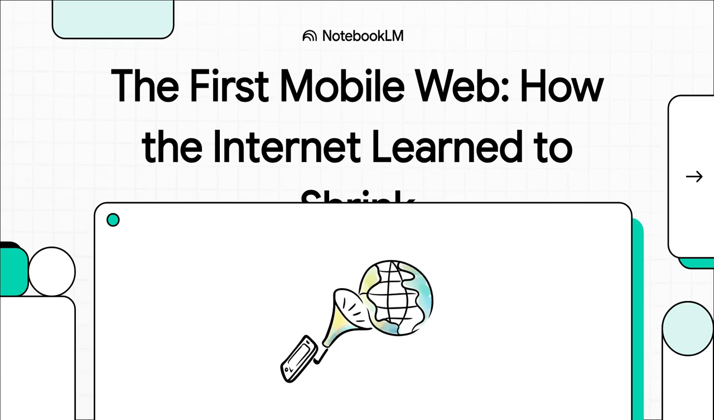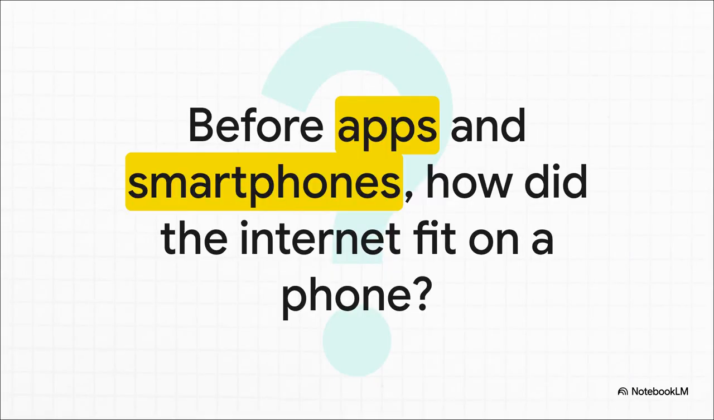All right, let's talk about something that feels like ancient history now, but was actually a huge deal. We're going way back to the late 90s to figure out how in the world we got the internet, the whole thing, onto our phones for the very first time. I mean, seriously, look at this phone. It's wild to even think about, right?